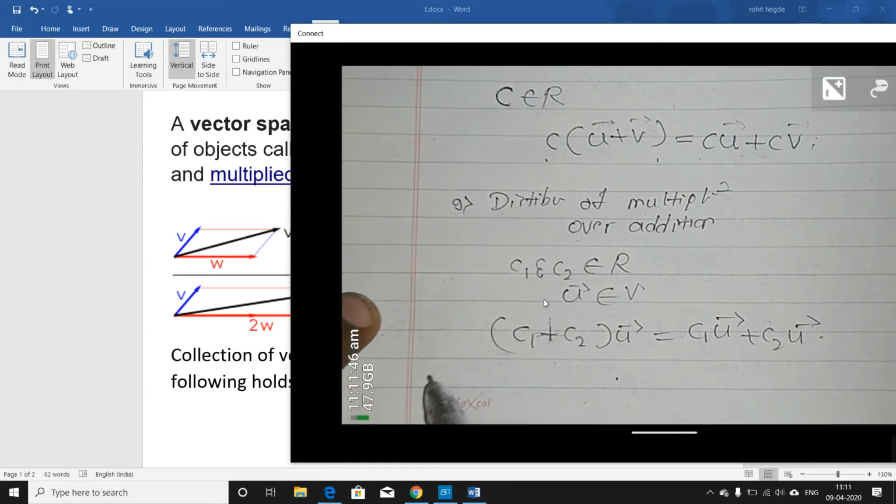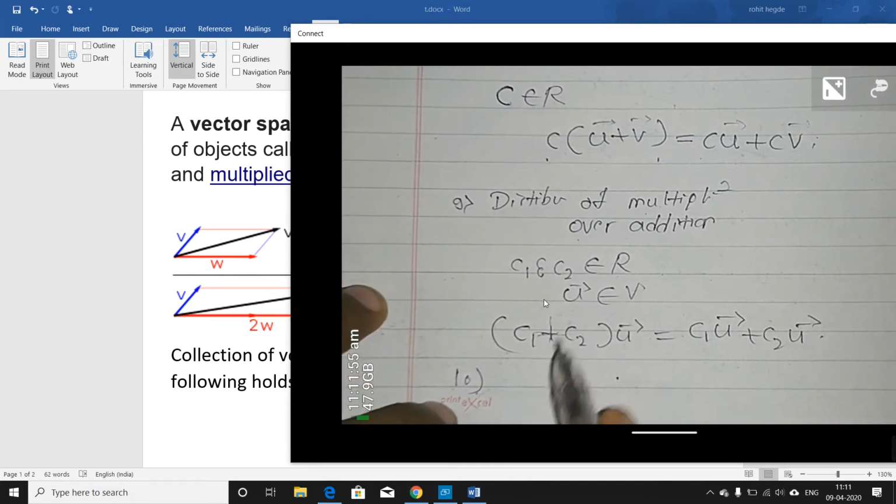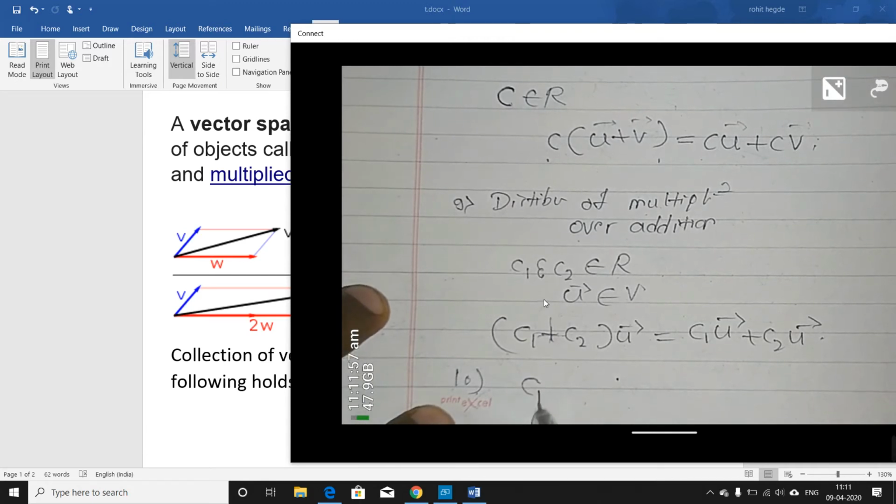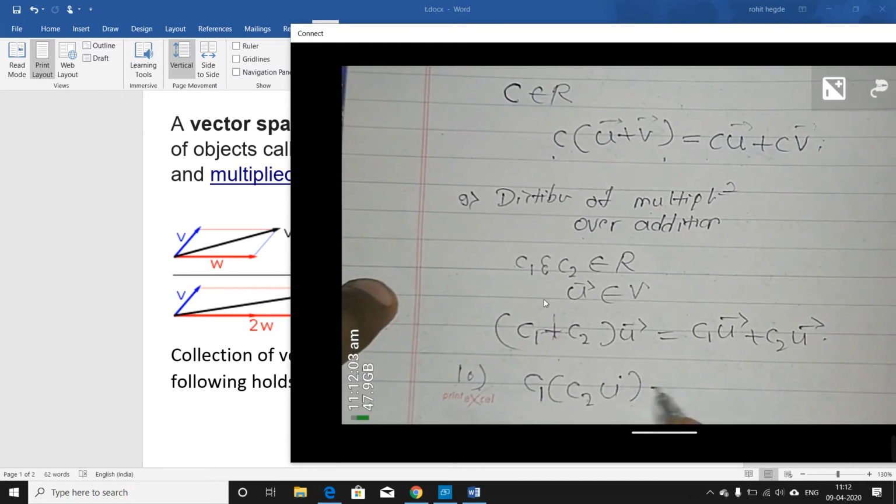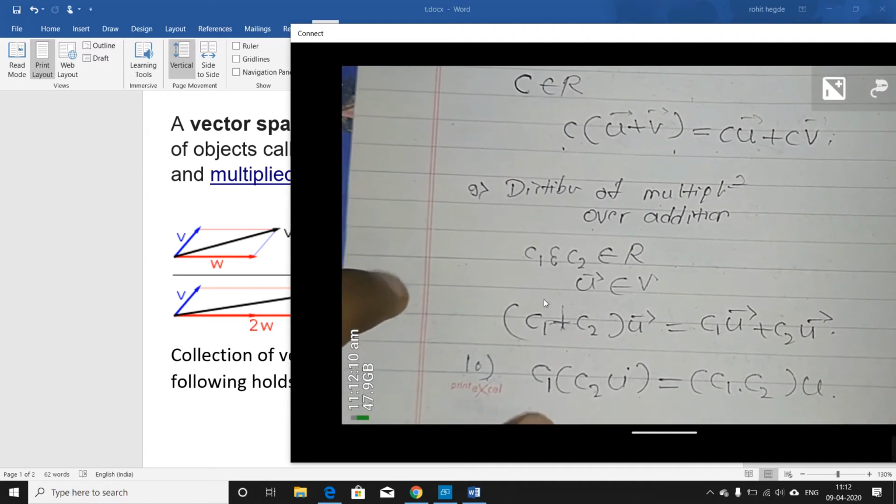And the last one is the associativity of multiplication. That we know if we have any constants c1 and c2 which belong to the real numbers, and u is a vector which belongs to V, then (c1 into c2) into u equals c1 into (c2 into u). Okay, this is the associativity of multiplication.